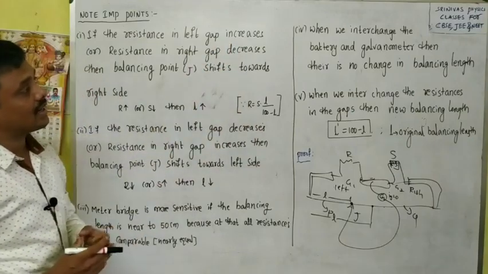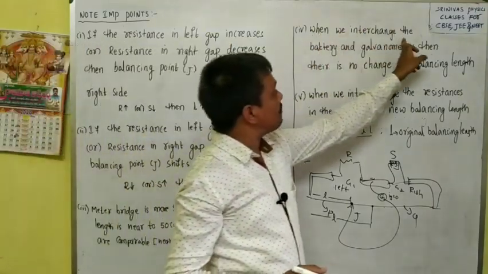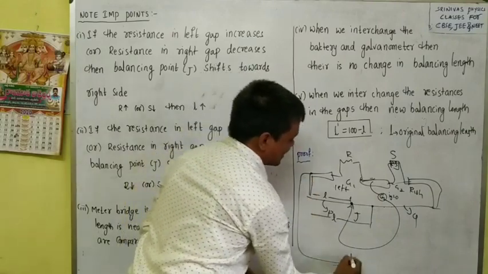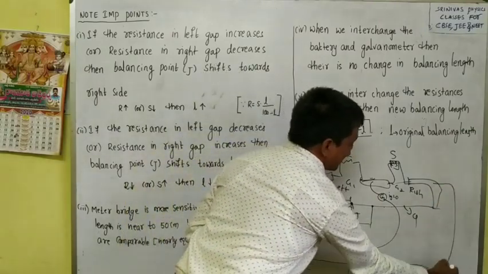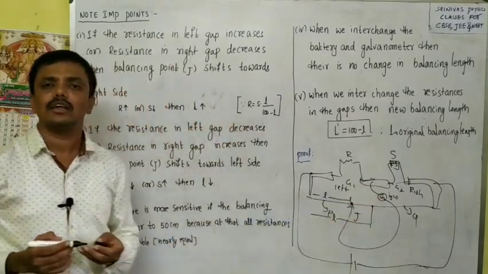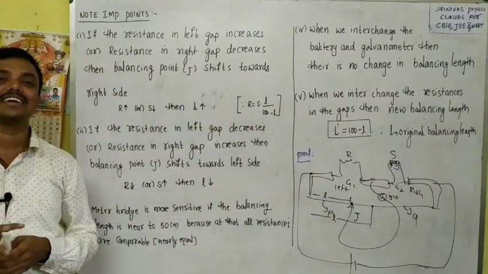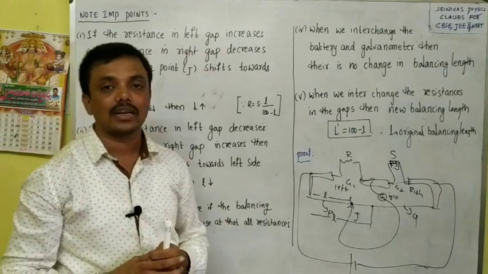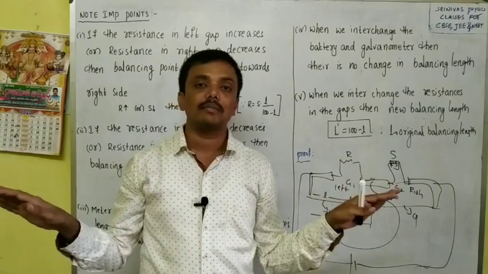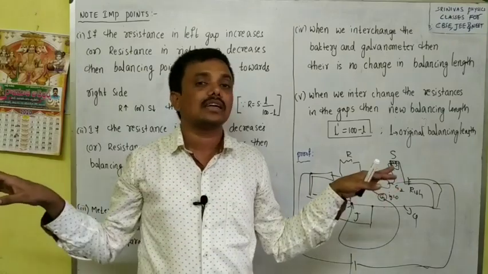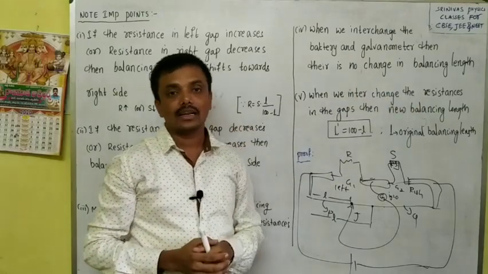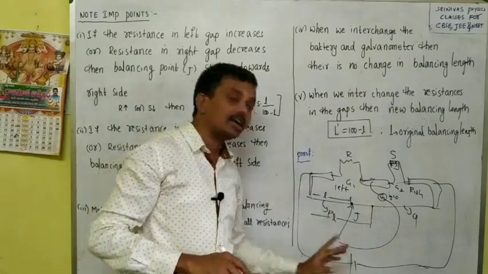And the next, fourth point, is about interchanging the battery and galvanometer. Here the galvanometer is there, and the battery is here, right? Like this we connect one battery. If you interchange the battery and galvanometer, as we already discussed in the Wheatstone bridge, it will not affect the balancing condition. It will not affect the balancing condition, meaning it will not affect the balancing length, right? That means there is no change in the balancing length when we interchange the galvanometer and battery.